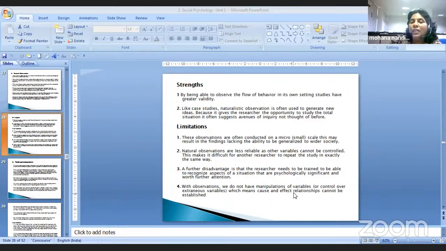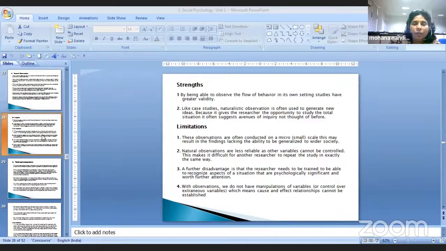So what is it we cannot control? We cannot control the situation. We can see only the aggressive level of the person, but what made him aggressive, we don't know. So here we do have limitations.